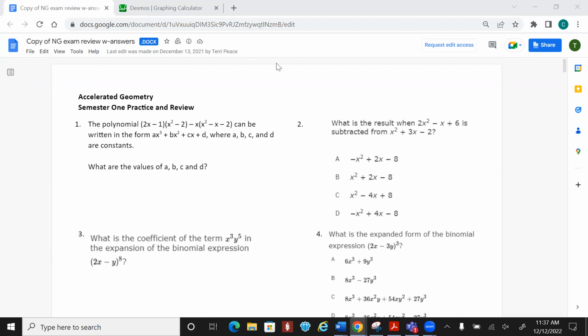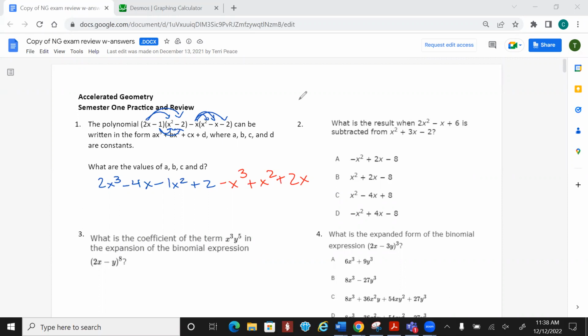Okay, so I'm going to distribute, and that's going to give me 2x cubed minus 4x minus x squared plus 2, and then we're going to distribute this guy as well. So when we distribute this, we're going to get negative x cubed plus x squared plus 2x.